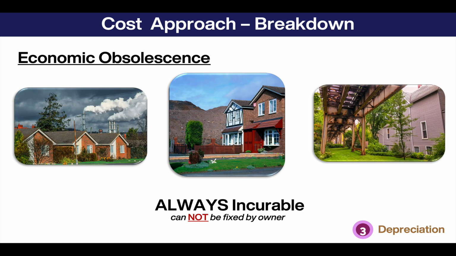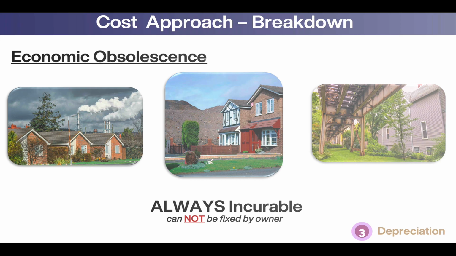Economic obsolescence refers to a loss in value due to external conditions. Because these problems can't be controlled or fixed by the owner, they are always considered incurable. The good news is that this type of depreciation should never be calculated by a North Carolina real estate broker, so there is no math on this exam associated with this concept.